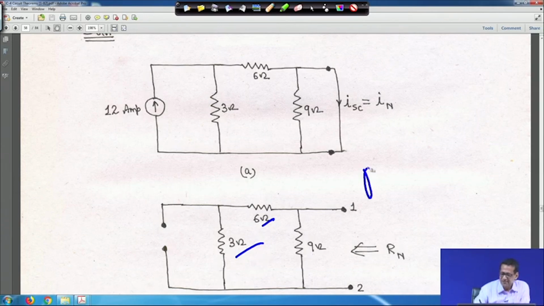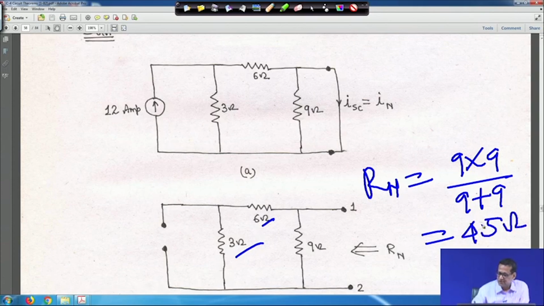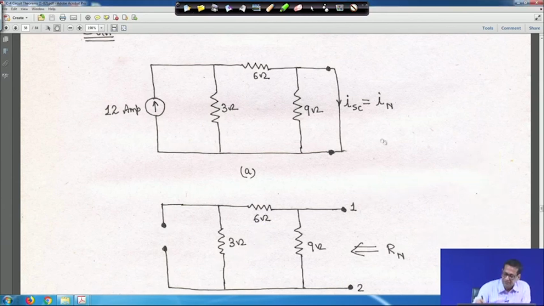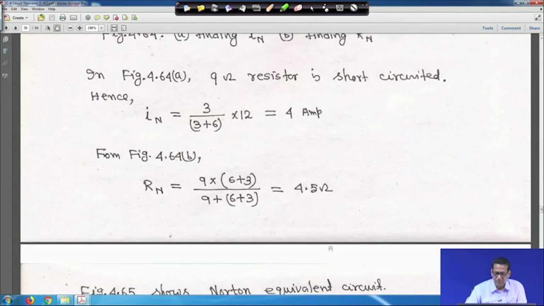So, basically your Rn will be equal to 9 into 9 by 9 plus 9, that will become 4.5 ohm, right. So, that is your Rn. Basically 9 by 2. So, that means Rn we got is 4.5 ohm.